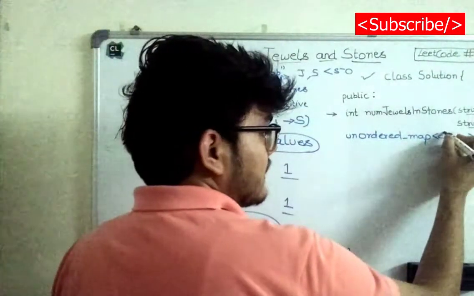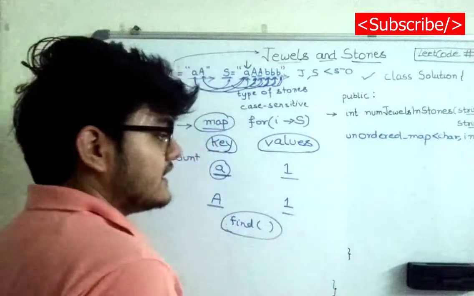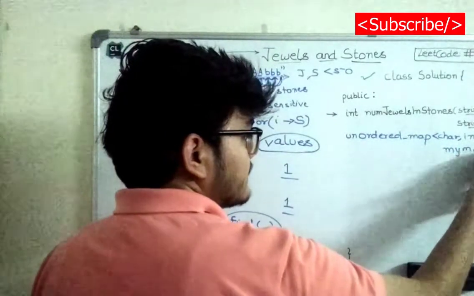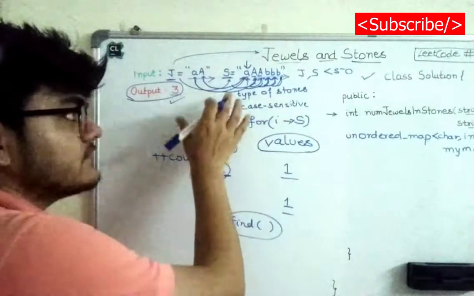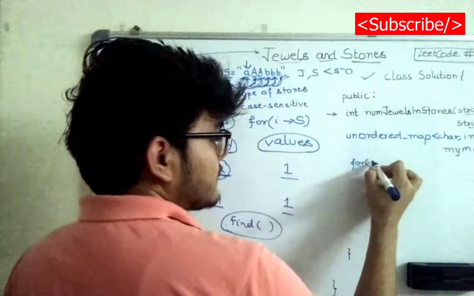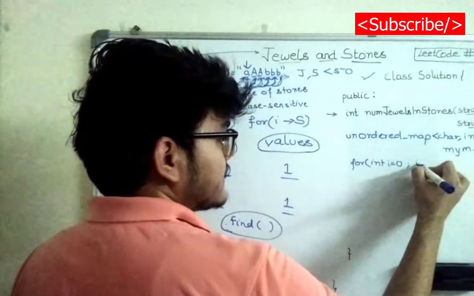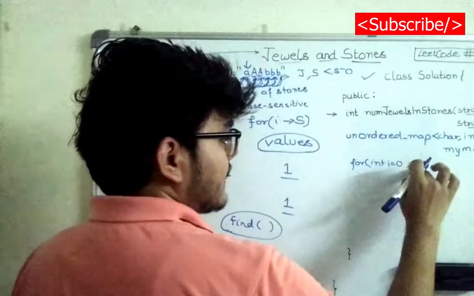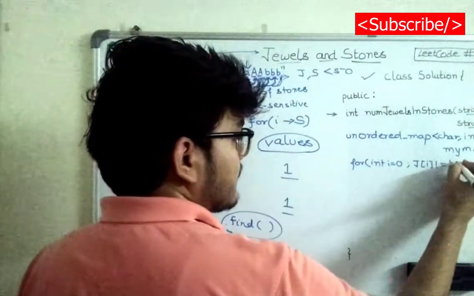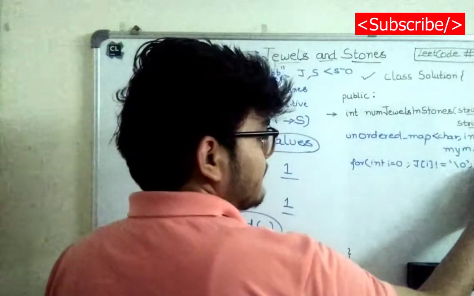So here I will pass character comma integer, right? And let's name the map, let's say, my map. So now we have defined a map. Now what we want to do is push all the characters in our J string inside of the map. So we will run a for loop which will go from int I equals 0. We will run it unless the value of j of I is not equal to this value, which means we have not reached the end of the string. And finally we are going to increment the value of I.